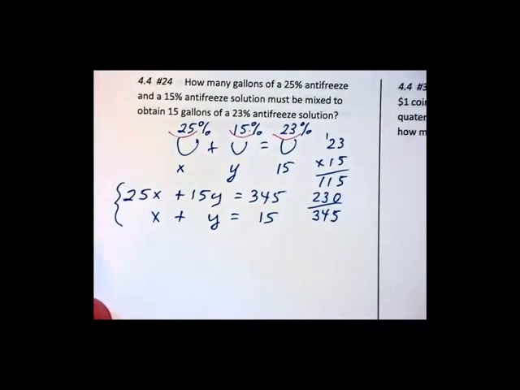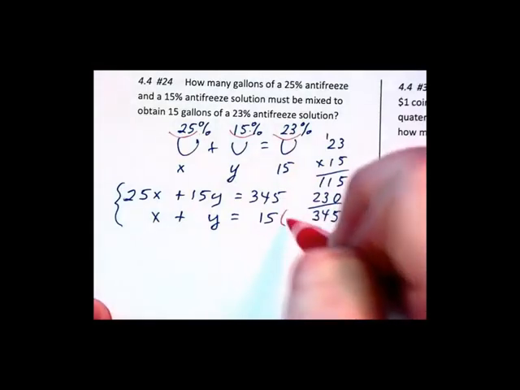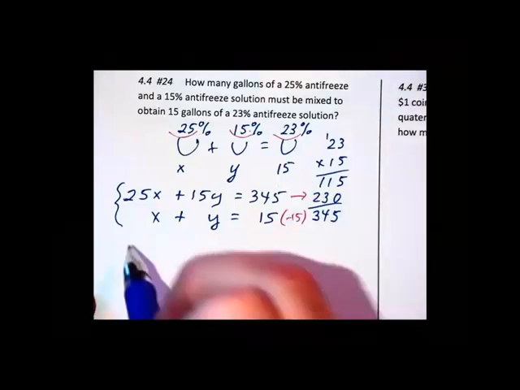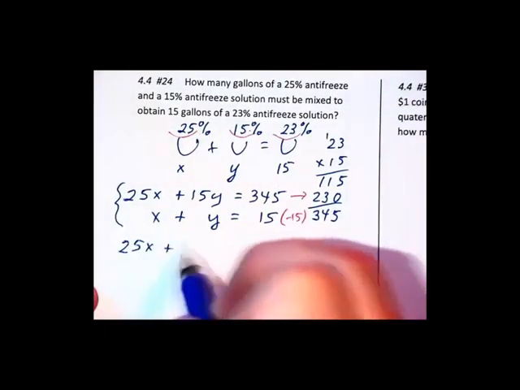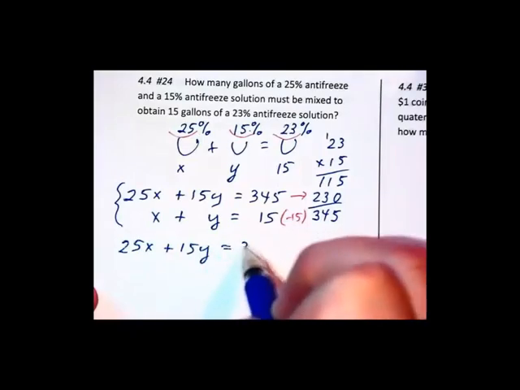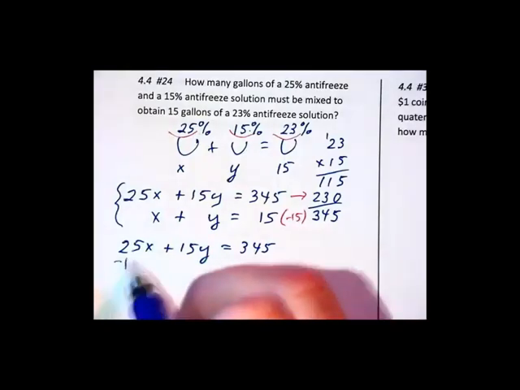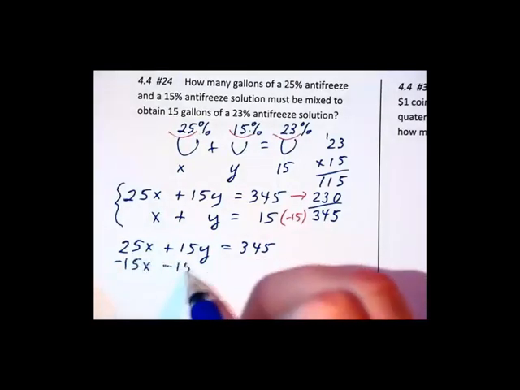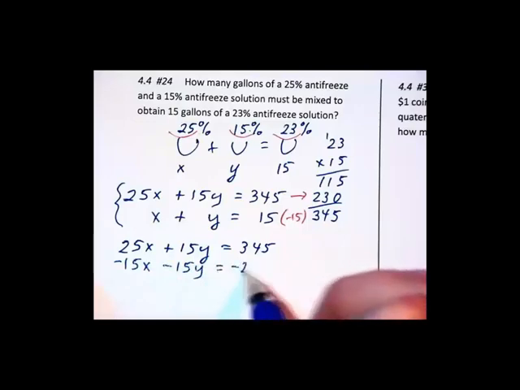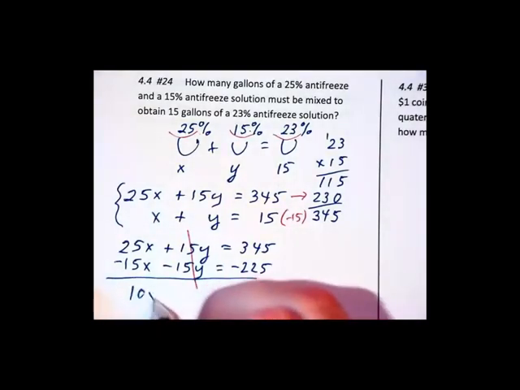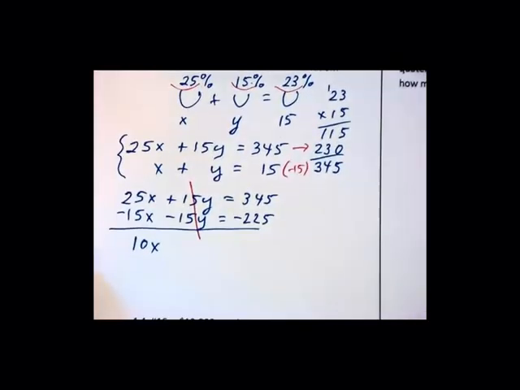I think we want to cancel out the y's, perhaps multiplying that second equation by negative 15, keeping the top equation as is. So top equation, 25x plus 15y, no changes, equals 345. Second equation, multiplying through by negative 15, gives us negative 15x minus 15y equals negative 225. We designed it so that these y's would cancel out, and adding down in the x column, 25 minus 15 makes 10x.